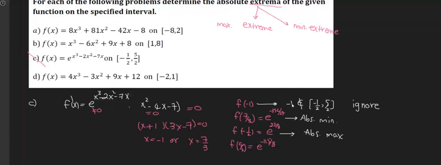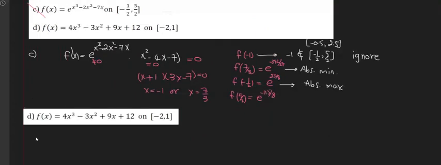So this is the absolute minimum. For the -1, because it's not included in the interval of our interest from -0.5 to 5/2, which is 2.5, it doesn't exist in that interval. Therefore, we will ignore it at this point. Very well. Let's solve number D.